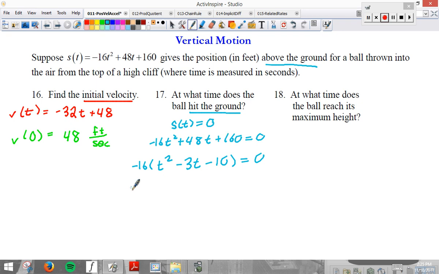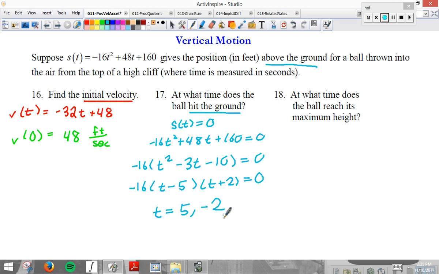Now this is a very simple thing to factor. Minus 5, plus 2. Because 2 times -5 will give us -10. And -5 plus 2 will give us -3. So that gives us two answers, 5 and -2, 5 or -2.